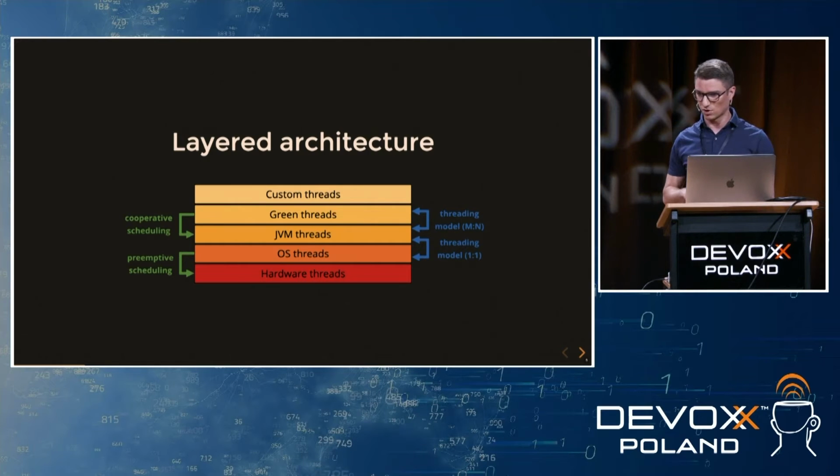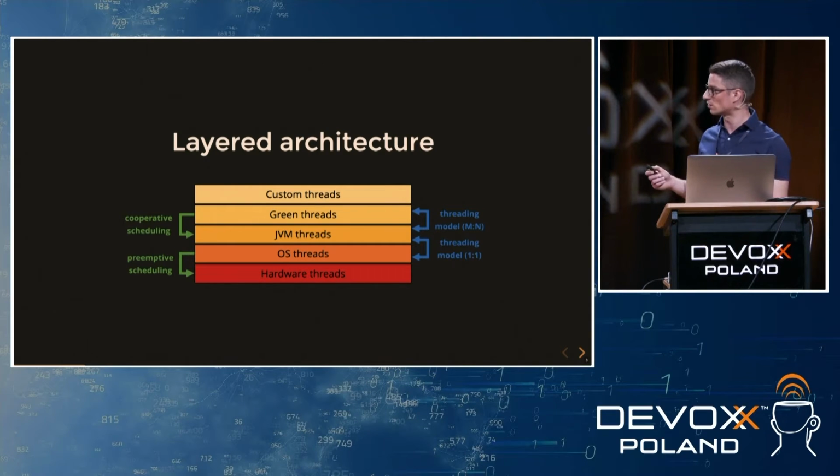The second threading model is called M2N, which means that M threads from the higher layer will be executed on N threads from the layer that is directly below. And this is the model that we usually have when it comes to green threads. In case of the JVM platform, this might mean that we'll be running, for example, 1 million green threads on top of 10 JVM threads.